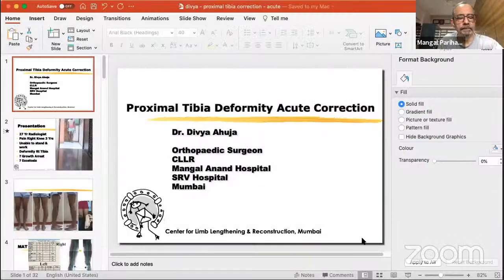So that was a good case. And I think now finally we get Divya to talk about the same thing, but a little more precise. And this should probably segue well into Hemant's talk of fixator assisted internal fixation.